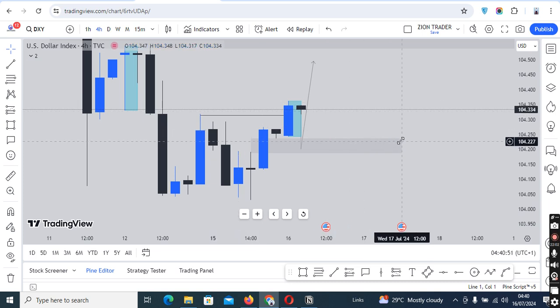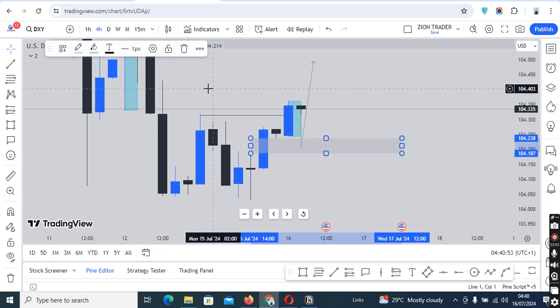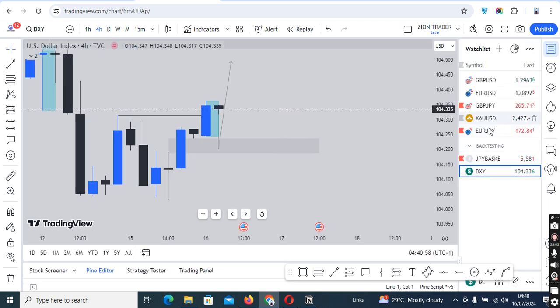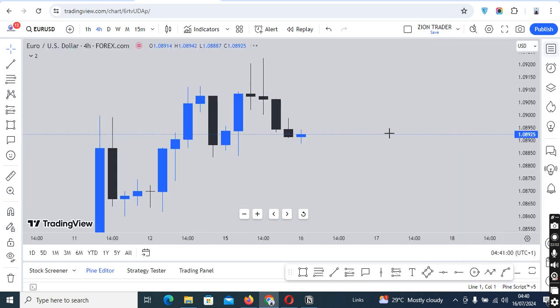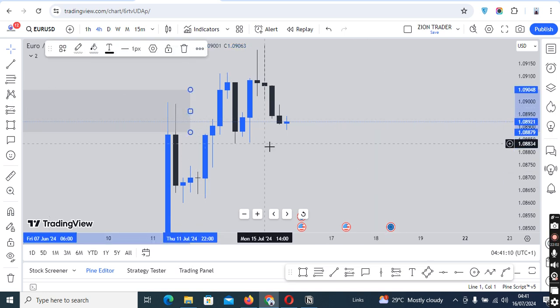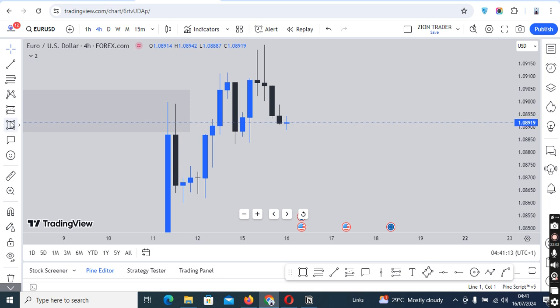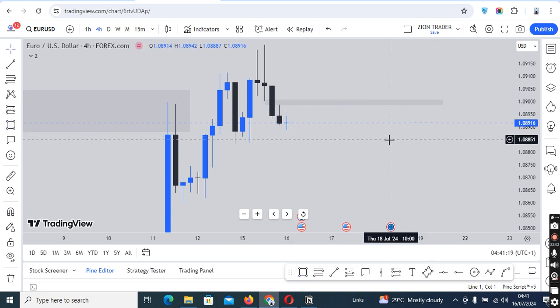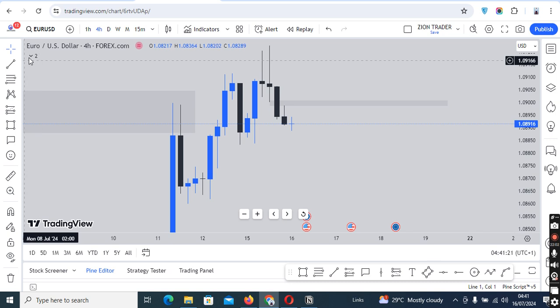So that's it, guys. Let's quickly go to EU. EU is actually stubborn, very strong. But because I know where the DXY is going already, I really don't care if it's stubborn, because it's definitely going to obey. So all I'll simply do this morning is watch out for this level, if price trades back into this imbalance.